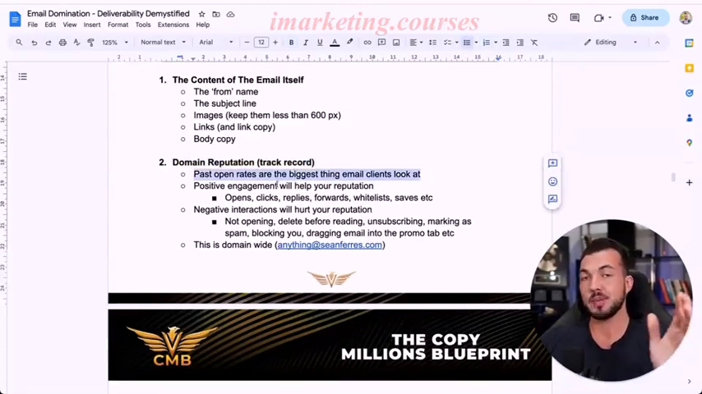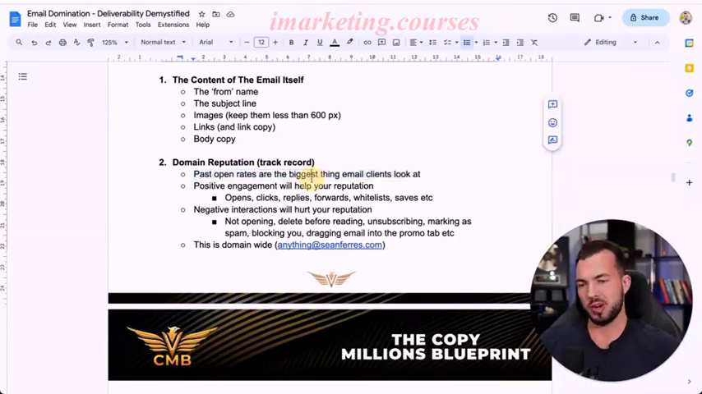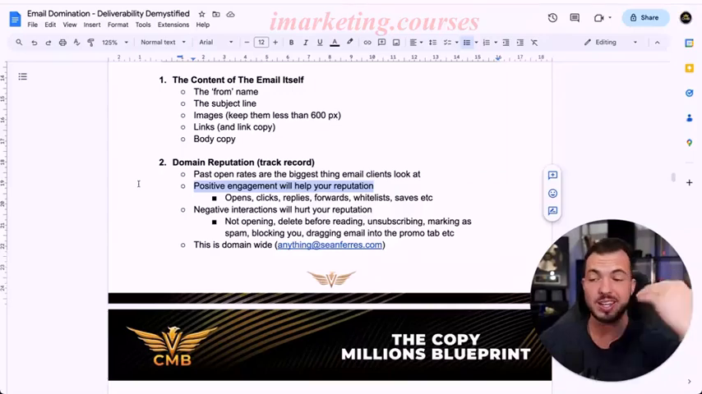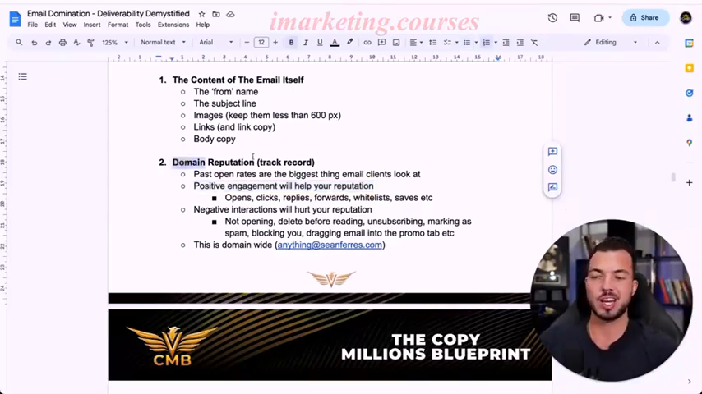Now, the biggest thing email clients like Gmail look at is your past open rates. That's the most important thing it looks for. Any positive engagement with your emails will help improve your domain reputation. You can think of domain reputation as your sender reputation. It's the same thing, just to be clear, you might hear people say both.